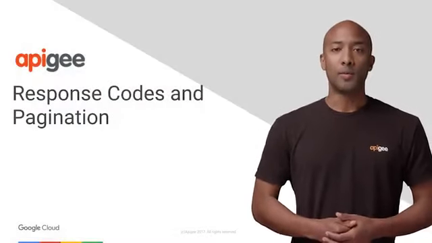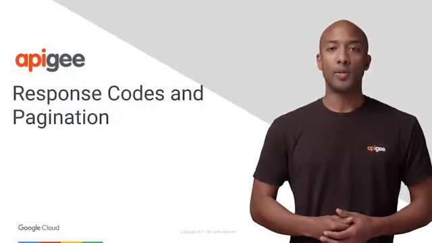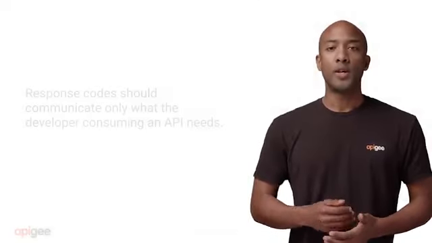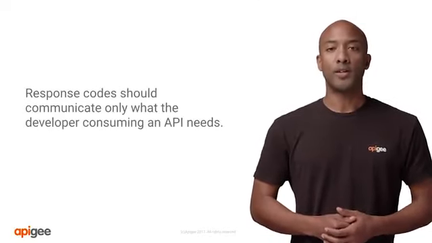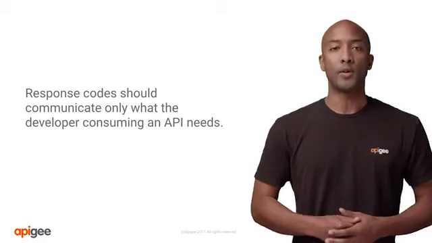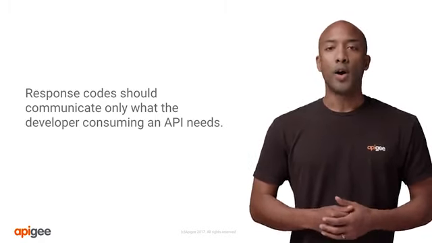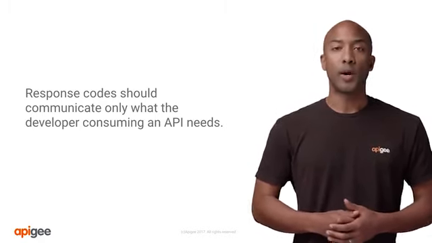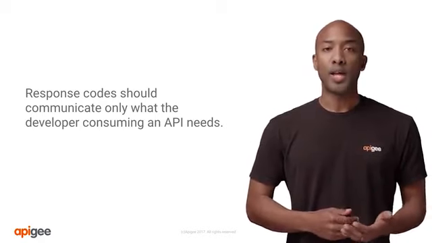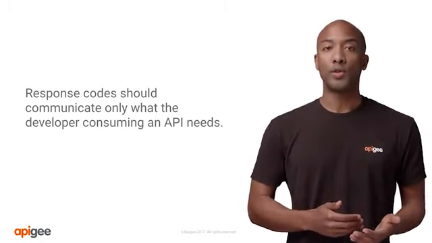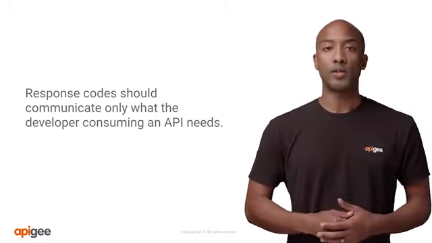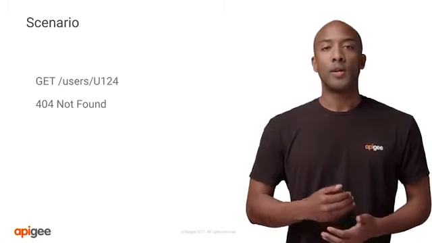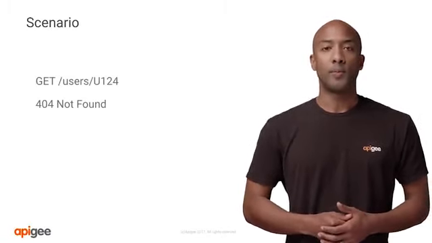Hello. In this module, we're going to discuss HTTP response codes in pagination. It's important to send an appropriate status code back to the developer if an error occurs. You should assume that all of your response payloads will be consumed by untrusted actors, and your API response should also include what the developer needs to know to correct the issue.